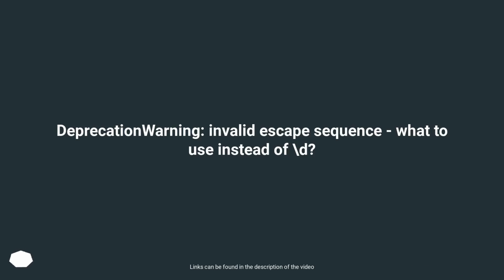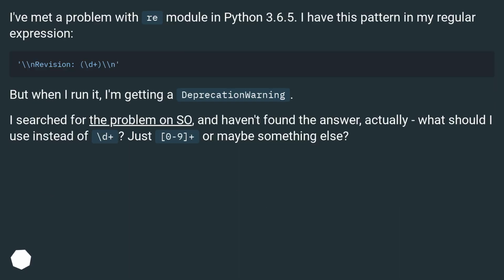Deprecation warning, invalid escape sequence, what to use instead of \d? I've met a problem with the re module in Python 3.6.5. I have this pattern in my regular expression, but when I run it, I'm getting a deprecation warning. I searched for the problem on Stack Overflow and haven't found the answer. Actually, what should I use instead of \d+? Just [0-9]+ or maybe something else?